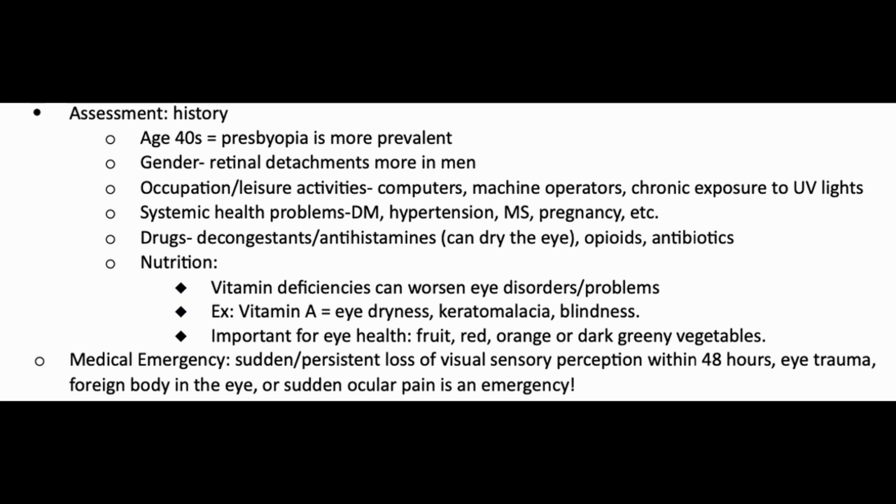Current health problems. Their diet. You want to make sure that they have fruit, red, orange, and they have a good abundance of dark green leafy vegetables. Red and orange, yeah. So like anything red and orange, think of it like that. And green leafy vegetables.